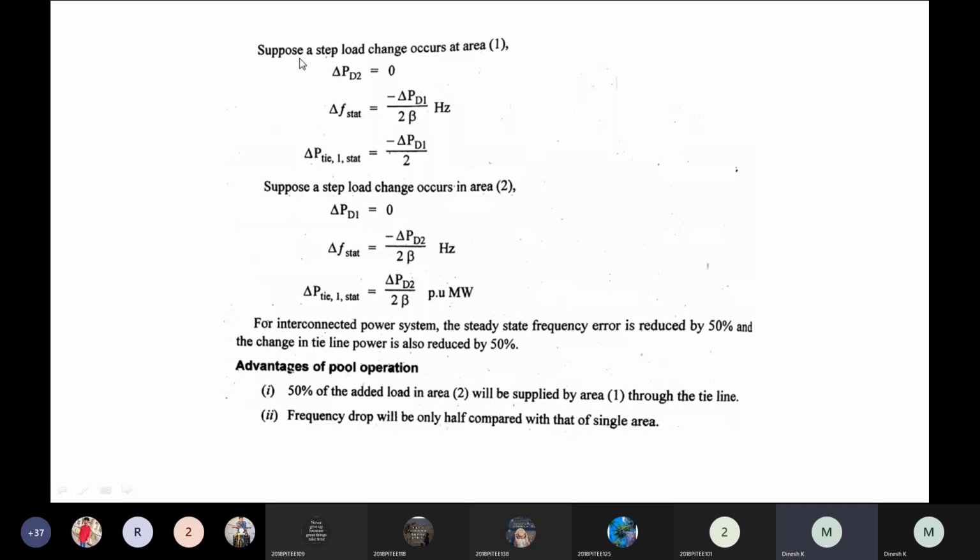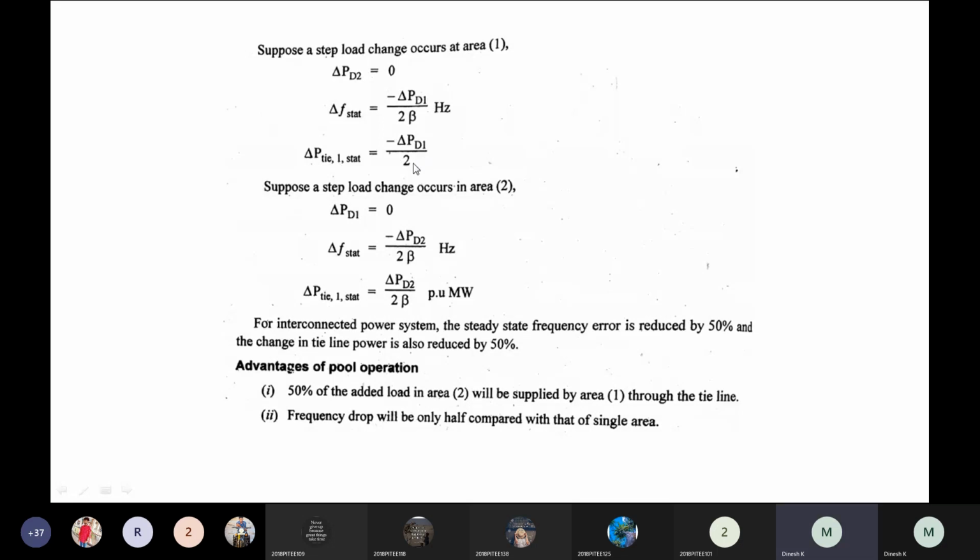So next, I have to apply my step input. The step input is nothing but 1 by S. So when I apply that, my second disturbance vanishes. It is 0. So del F stat equal to minus del PD1 by 2 beta Hertz. Likewise, del P tie1 stat equal to minus del PD1 by 2.